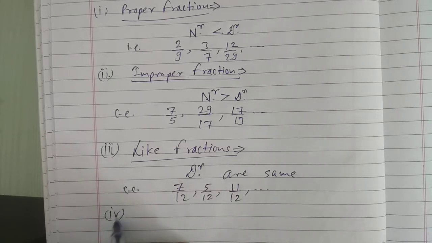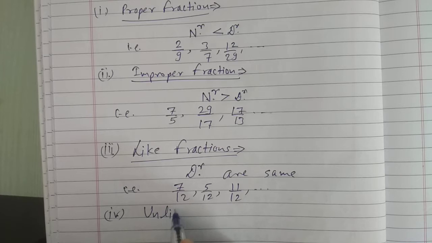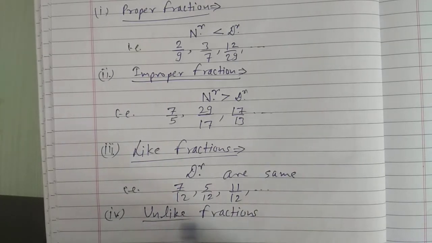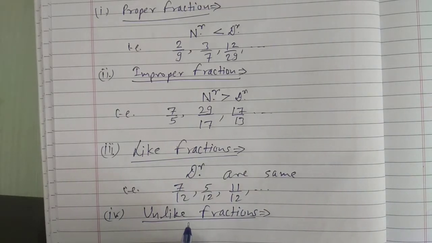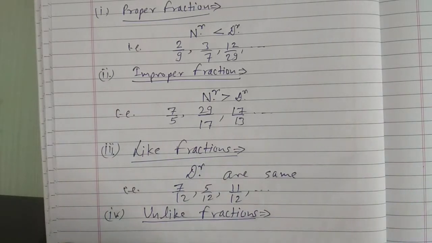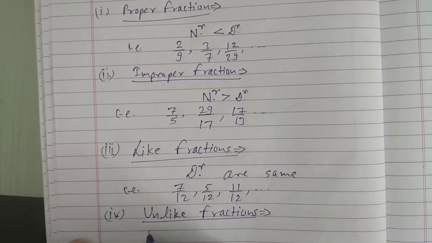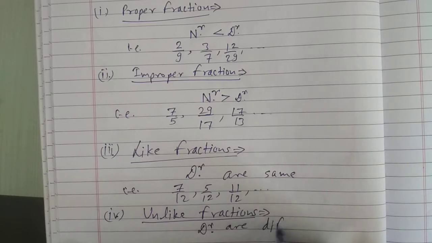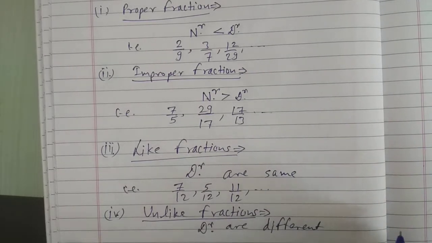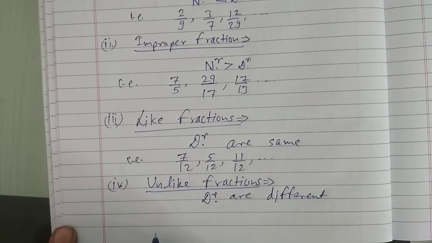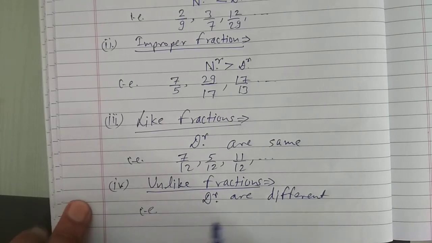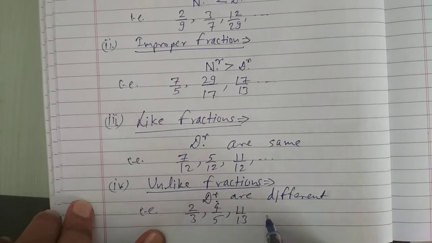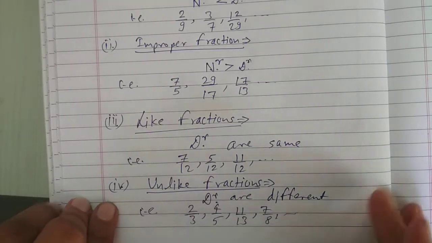And unlike fractions. Unlike fractions, that means fractions which are not like fractions are known as unlike fractions. That means fractions with different denominators. When denominators are different, then we can say the given fraction is an unlike fraction. For example, 2 upon 3, 4 upon 5, 11 upon 13, 7 upon 8, etc.